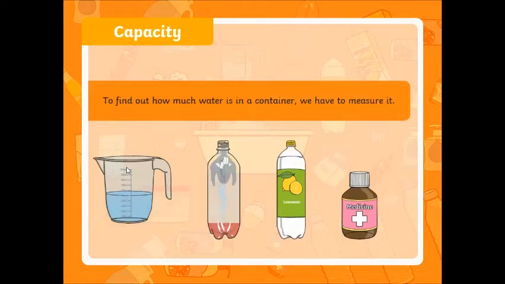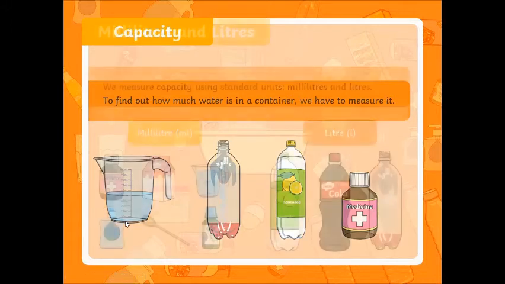To find out how much water is in a container, we have to measure it. So if we were trying to figure out how much liquid is in this bottle, or this medicine bottle, we could pour it into a jug and then use this scale on the side. It's like a ruler, but it doesn't measure centimeters and meters. It measures milliliters. And we could read the scale and see how much liquid is inside it.